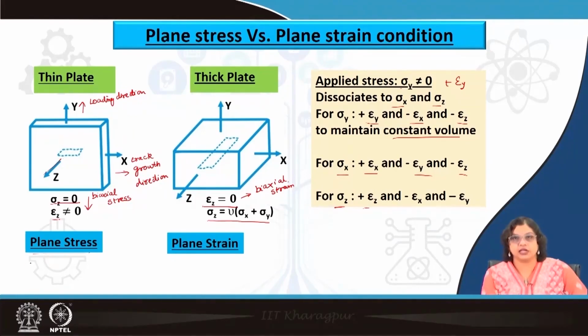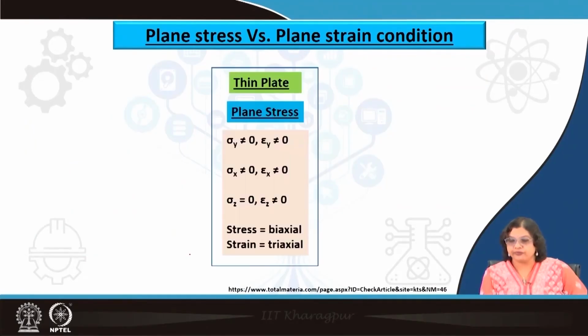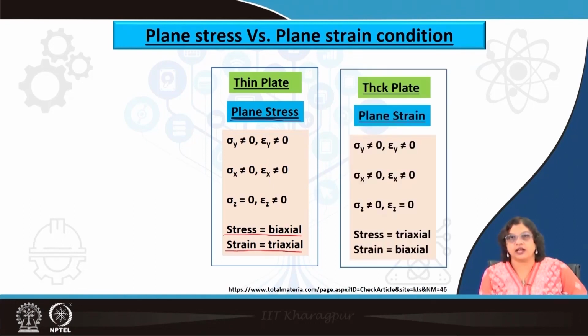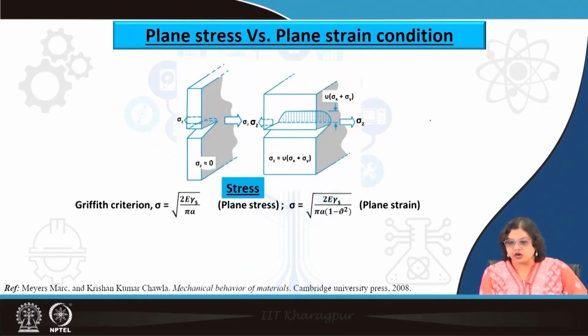Since biaxial means that it is acting along a plane, along 2 directions, that is why this is known as plane stress. On the other hand, strain is acting along 2 directions, x and y, and that is why this is known as plane strain. So, eventually what we mean is, for the case of a thin plate, the plane stress condition is valid, which leads to biaxial stress but triaxial strain. On the other hand, for the case of a thick plate, we have triaxial stress but biaxial strain, and that leads to plane strain. We will look into more details of the plane stress and plane strain concept later.